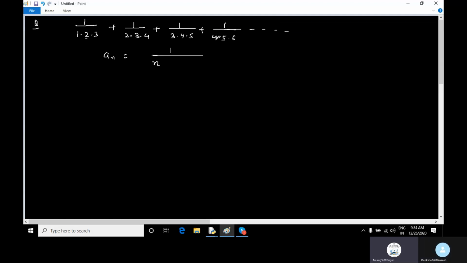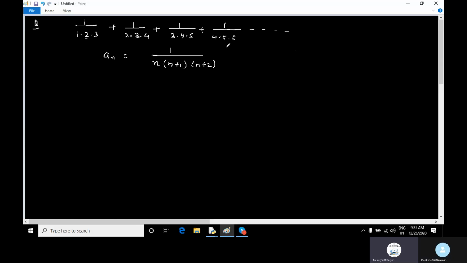Which term is there, that only is coming, right? This is the first term, so 1 came. This is the second term, that's why starting with 2 came. Third term, so starting with 3 came. 1 by 4 came, because this is the fourth term. So the nth term will be n, and here the extras are n plus 1 and n plus 2.